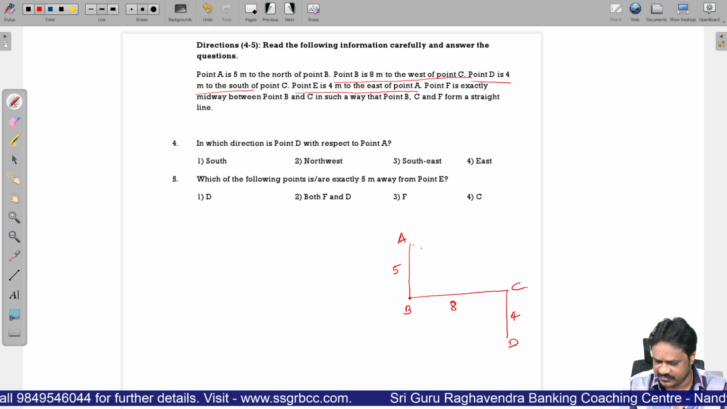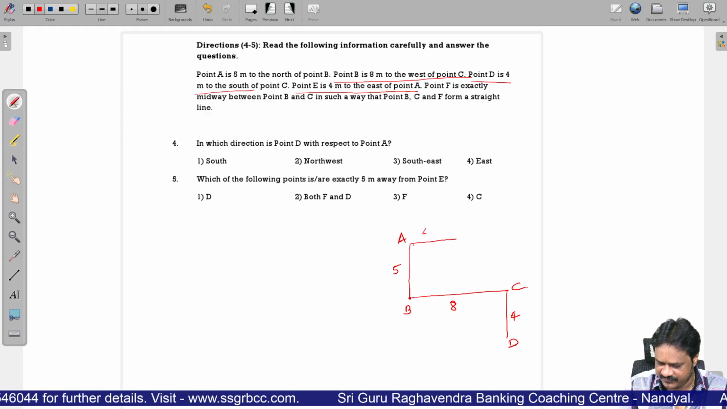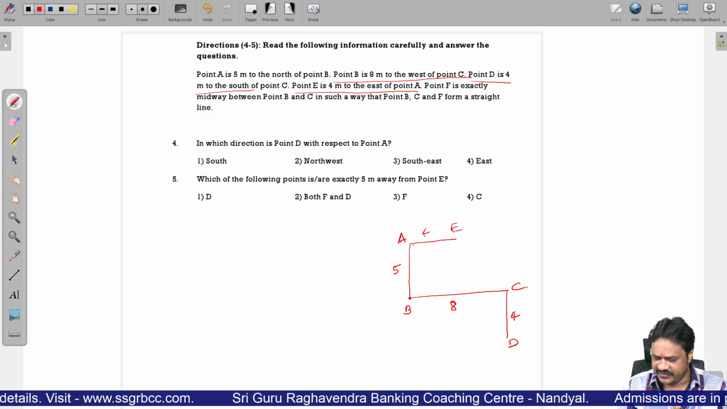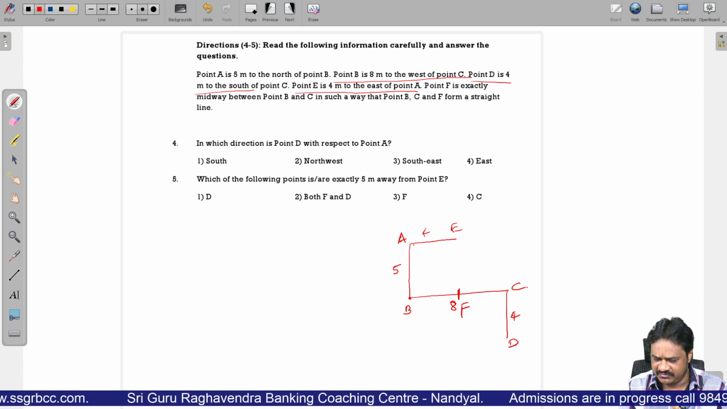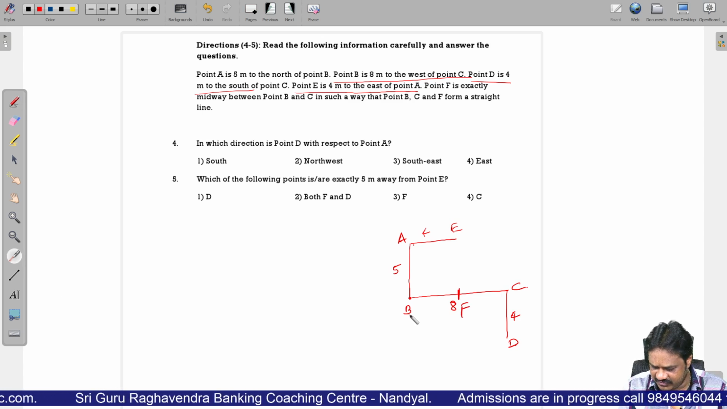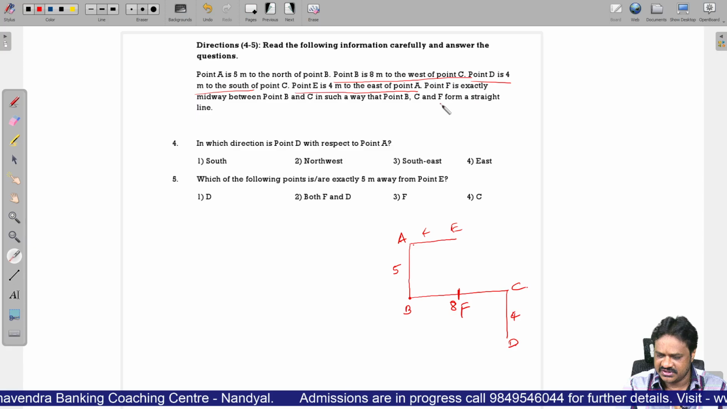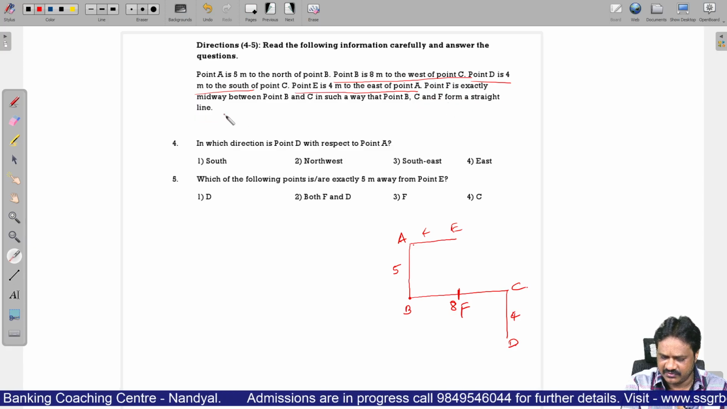E is 4 meters to the east of A. F is exactly in between B and C. Exactly in between B and C means B to F 4 meters, F to C also 4 meters. Why? Because this is totally 8 meters. In such a way that BCF form a straight line.